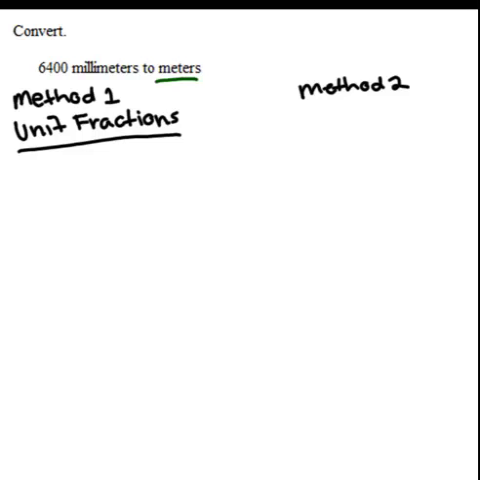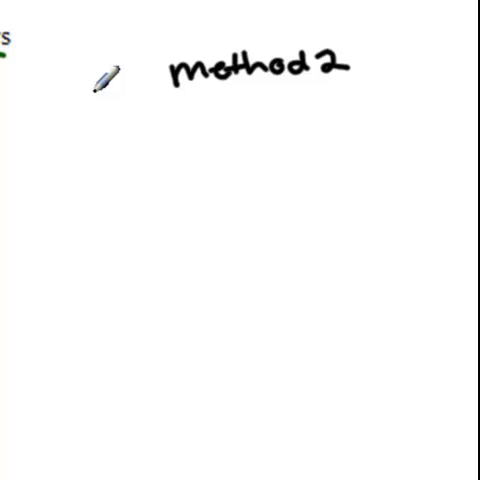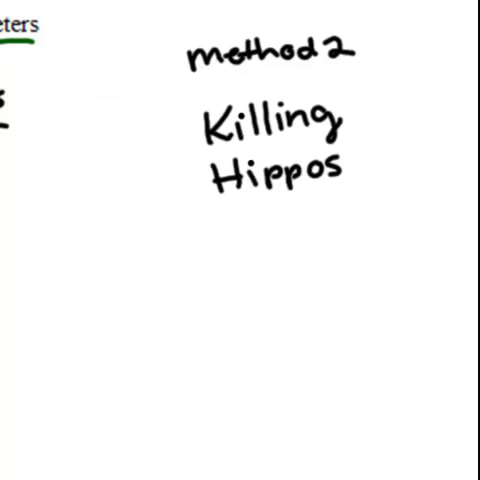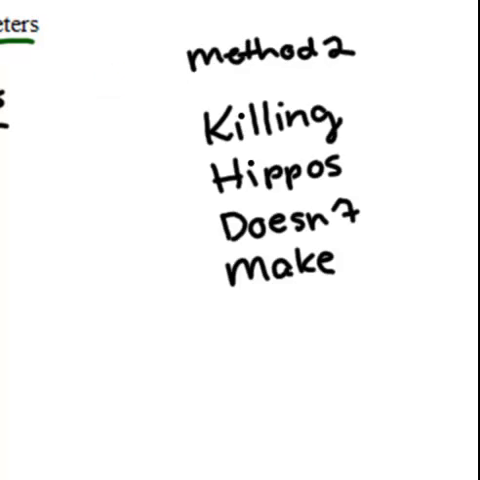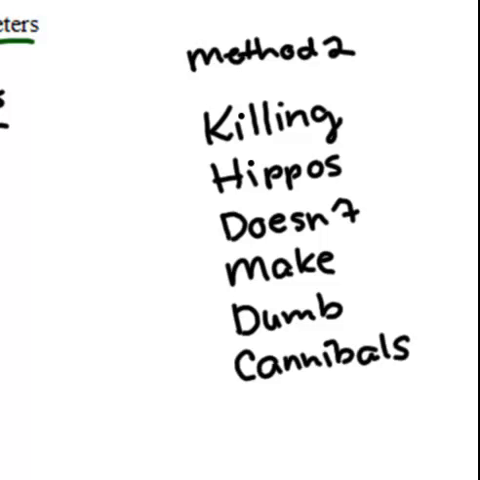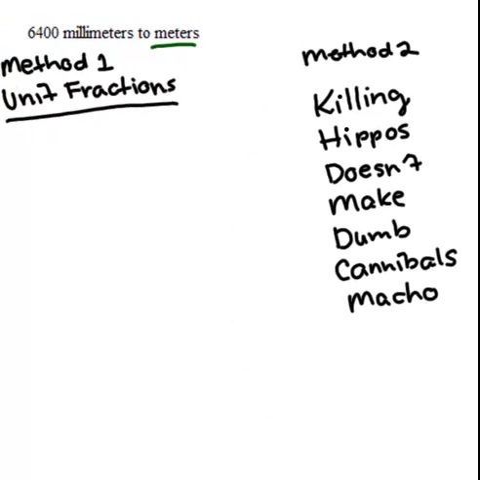Method 2 uses the relationship within the metric system using an acronym. You remember, please excuse my dear Aunt Sally. Well, here's a different one, and it's for conversion within the metric system. It's a little silly, but hopefully that'll help you remember it. Here it is. Killing hippos doesn't make dumb cannibals macho. Here's how it works.